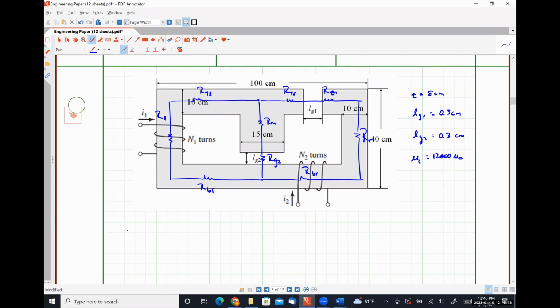Let's start with R top left. We have some length, because reluctance is always going to be length over permeability times area. So what's our length going to be? It's going to be half of 100 centimeters. And then from that, I'm going to subtract half of that 10 centimeter width on the left-hand side. And I'm also going to subtract half of that 15 centimeter width on the right-hand side.